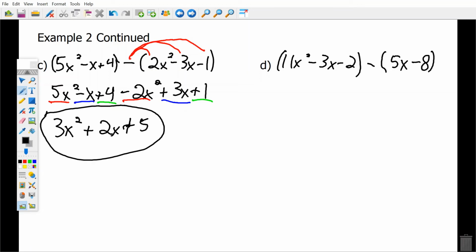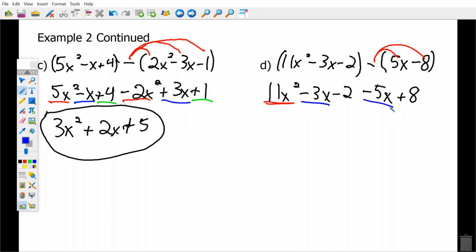On the next one here, we have 11x squared minus 3x minus 2 minus 5x minus 8. So we distribute the negative sign. Just going to flip those guys. This first one stays the same. Again, with these questions, it's very important to show your work, as that will ensure that you're less likely to make a mistake. For like terms here, I have an 11x squared. There's no other x squareds with it, so it'll stay the same. I've got negative 3x, negative 5x, and negative 2 and positive 8.